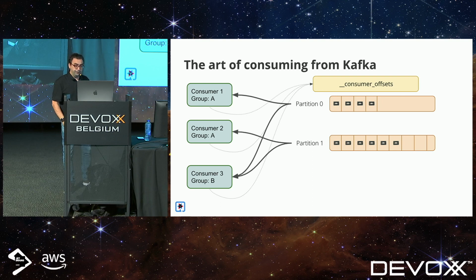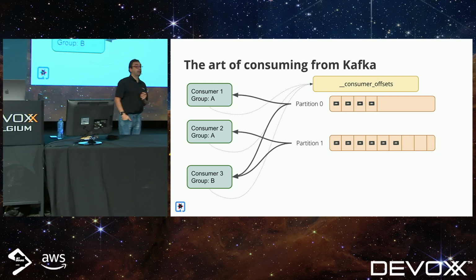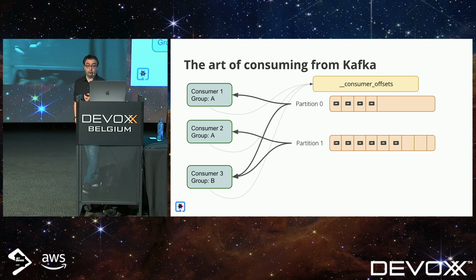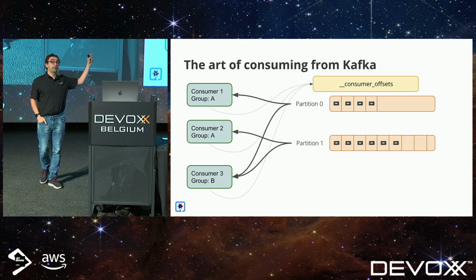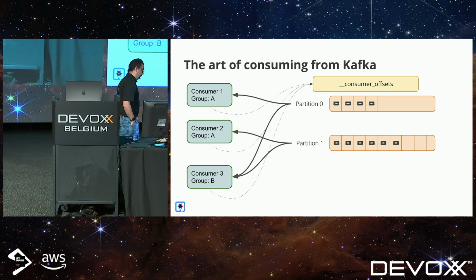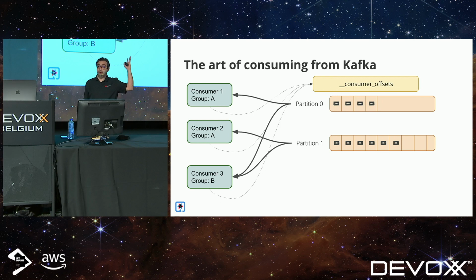Periodically, we need to commit. Commit is basically a write. We are writing to a specific compacted topic, which is named underscore underscore consumer underscore offsets. This is for upstream Kafka, Apache Kafka, the real one. You have implementations of the Kafka protocol, such as Red Panda, which use a different approach to store the commits. But this is what we have in regular Kafka.